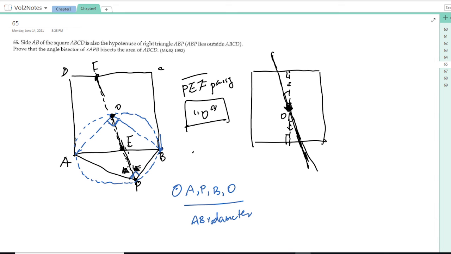Then you can see if this is the case, we know AO equals BO, so the AO arc equals the BO arc. The AO arc spans this angle, the BO arc spans this angle, so this is 180 degrees. So this is 90 degrees, and this is 90 degrees. Then the inscribed angles are 45 and 45. So that's why PO is the angle bisector.